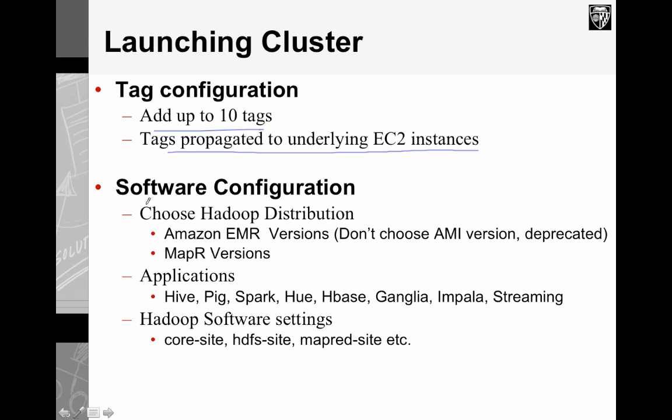You can also configure your Hadoop software. Don't forget, you have the option to choose between the Hadoop distribution, which is the Amazon EMR Hadoop distribution, versus the MapR distribution. And you also have the option to select one of several applications, in fact, one or more of these applications. And then you also have the opportunity to do Hadoop software settings. For example, in Hadoop, there are many configurations, such as the core site, HDFS site, and MapRed site. These are all XML configuration files, and you can configure those settings too.